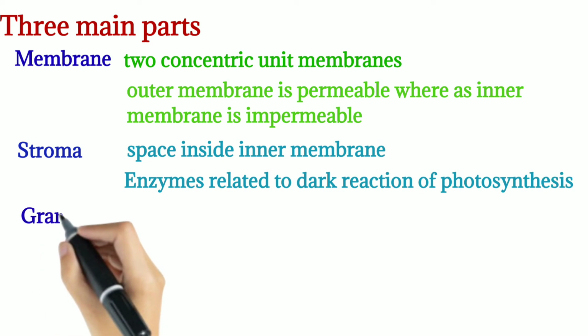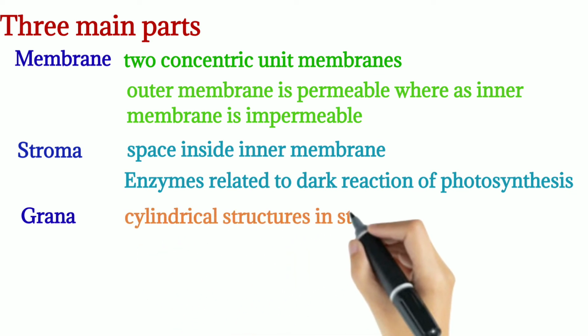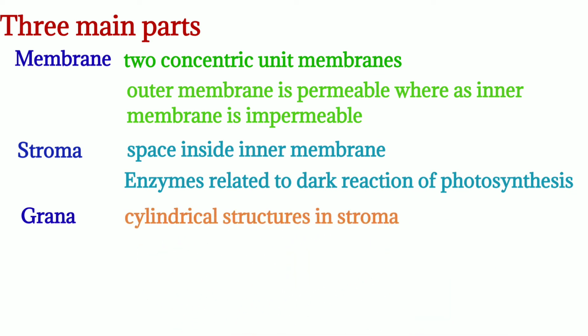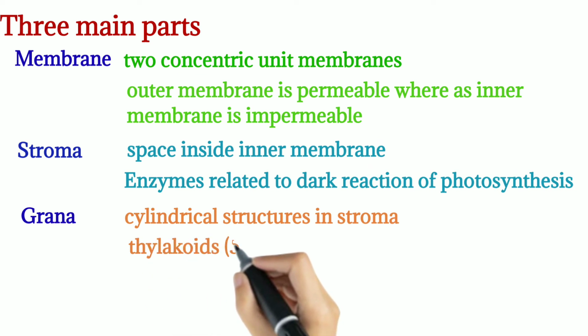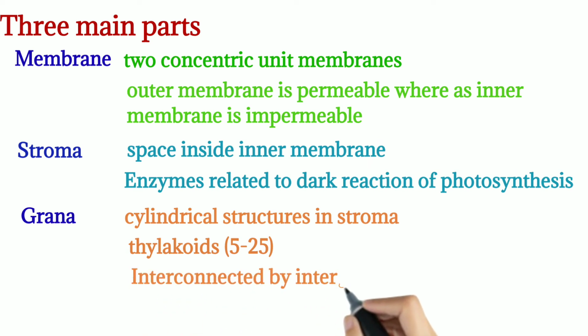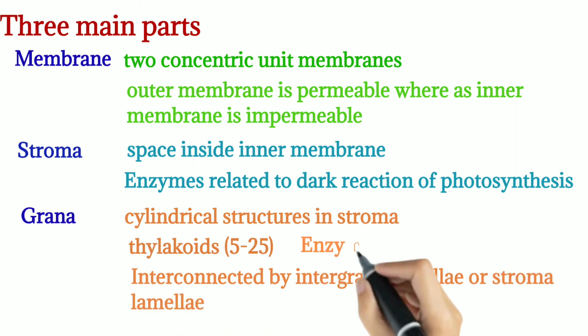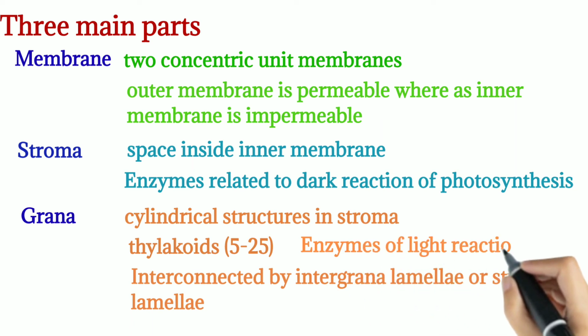The third part is grana. The cylindrical structures in stroma are called grana. Grana consist of 5 to 25 cisterns that are stacked on one another, called thylakoids. The grana are interconnected by intergrana lamella or stroma lamella. Grana contain enzymes of the light reaction of photosynthesis.